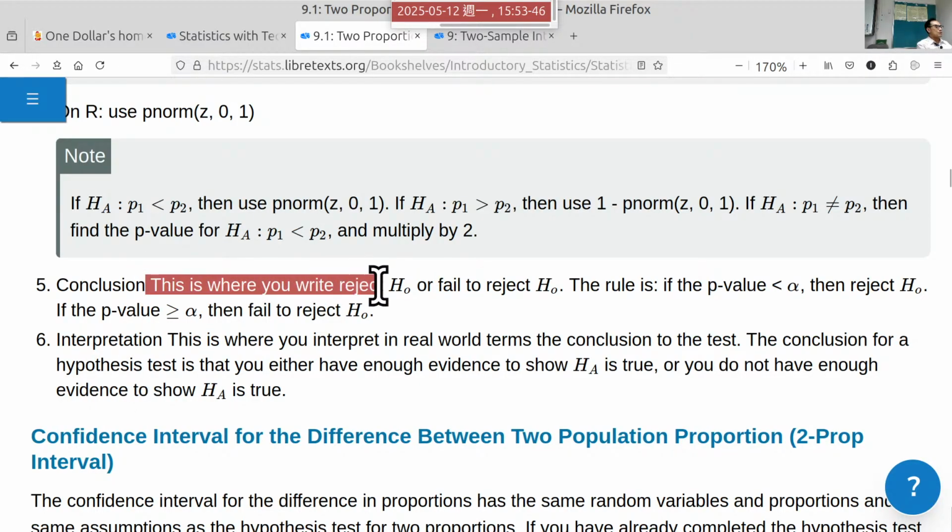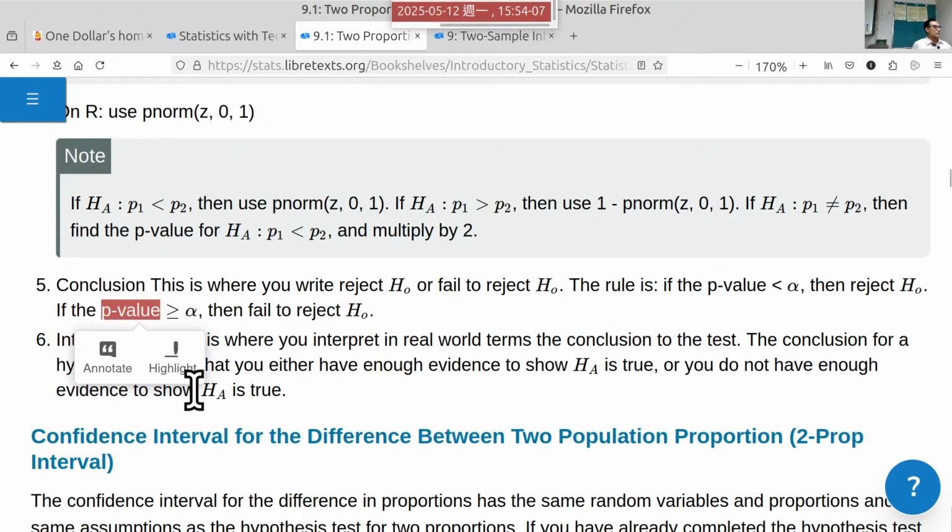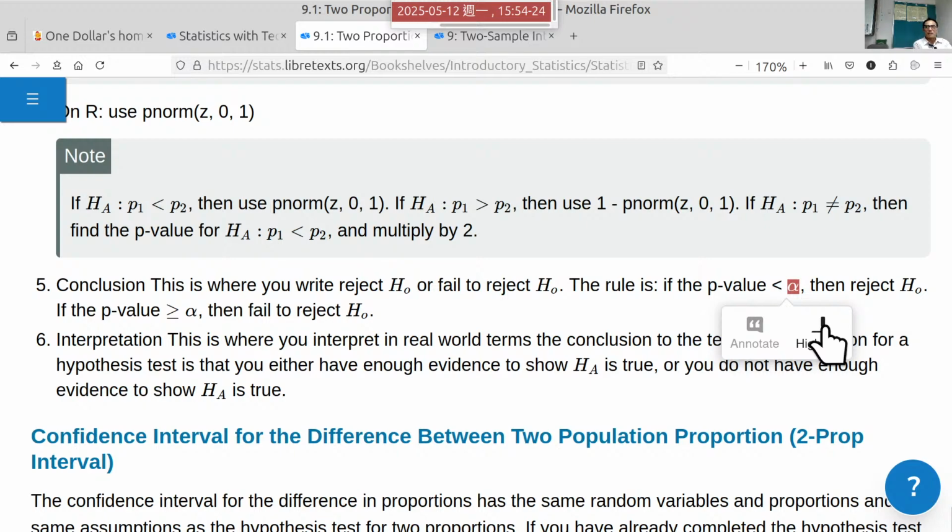That is where you write reject the null hypothesis or fail to reject the null hypothesis. The rule is if the p-value is smaller than alpha, then reject the null hypothesis. If the p-value is greater than or equal to alpha, for example, 0.05. Sure, in this case, it may be 1%, 0.01. Then fail to reject. Okay. Again, we set alpha, which can be 5% or 1%. It depends on what you need. It depends on the experiment design.